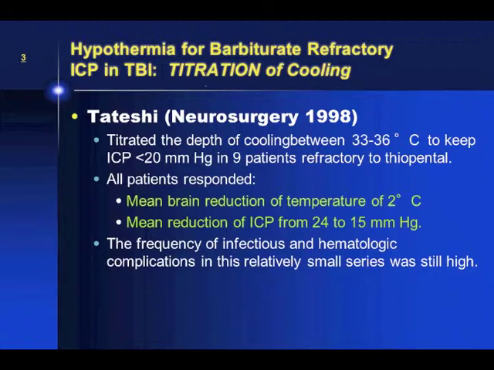Now, the concept that we use, we borrowed from this very ancient paper from 1998 from Japan, and they said, you know what you should do is you just titrate the amount of hypothermia to the ICP. And so what they're showing here, they're titrating the cooling. They're able, and this is, again, in barbiturate refractory ICP, because in those days we were all cooling as the ultimate last ditch. But basically, they showed mean ICP reduction. So what we do now is we go for an initial target of 35.5 centigrade, and then if we're still losing the ICP battle, then we go down to 33.